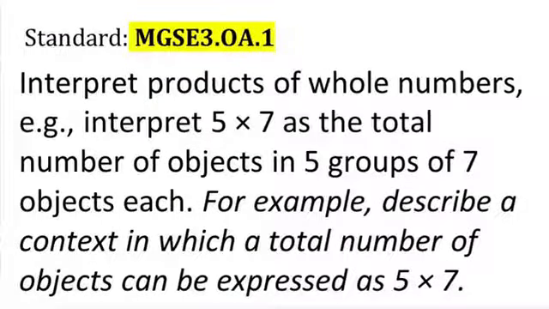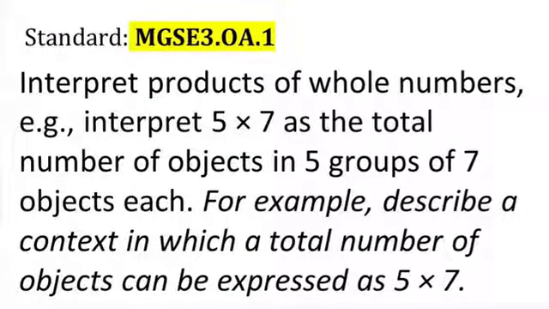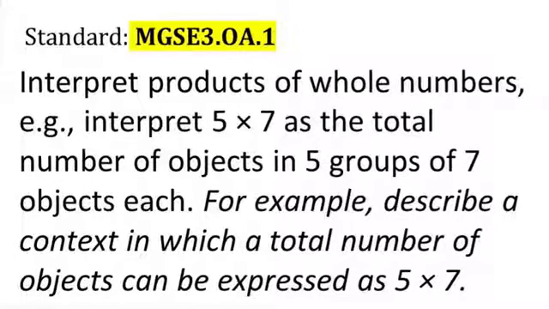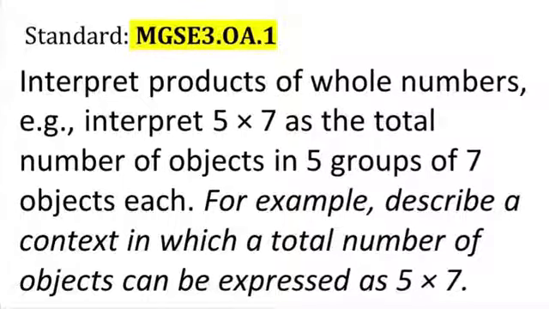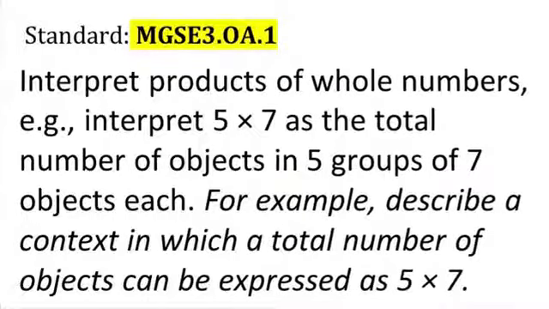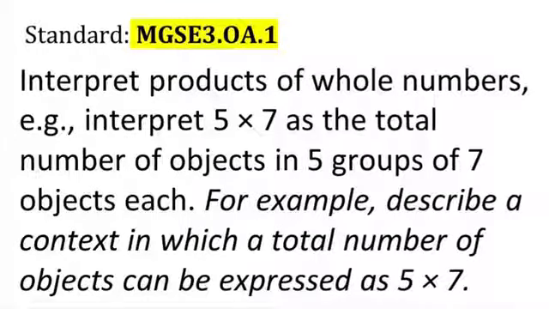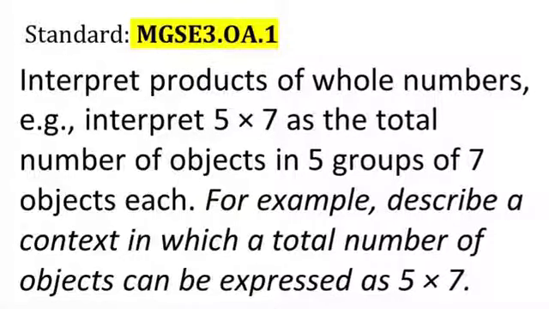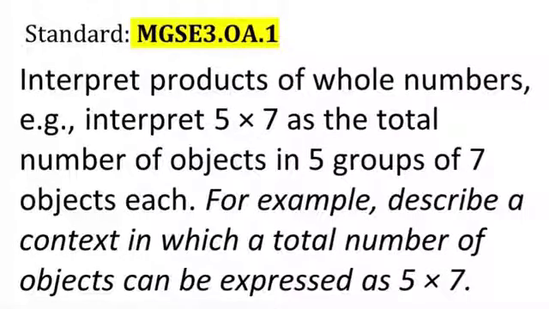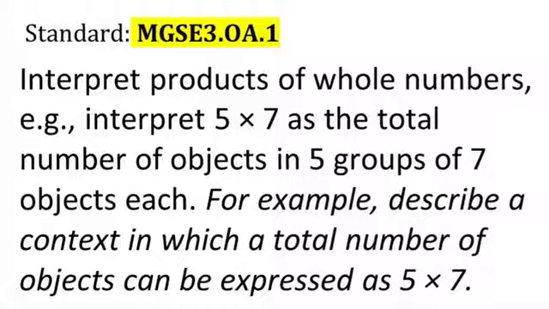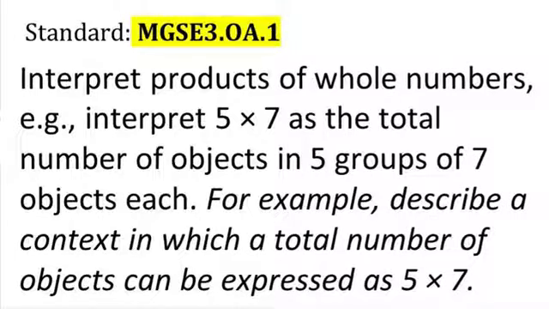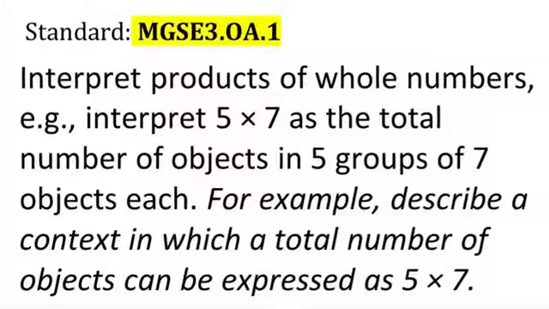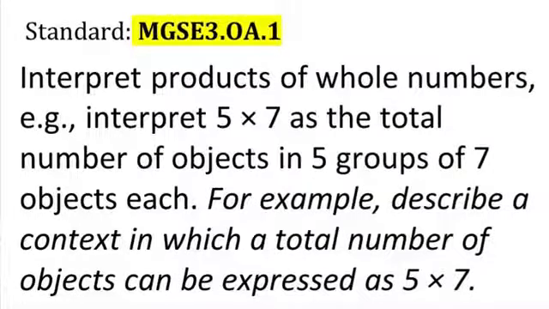Standard MGSE 3 OA1. Interpret products of whole numbers. For example, interpret 5 times 7 as the total number of objects in 5 groups of 7 objects each. For example, describe a context in which a total number of objects can be expressed as 5 times 7.